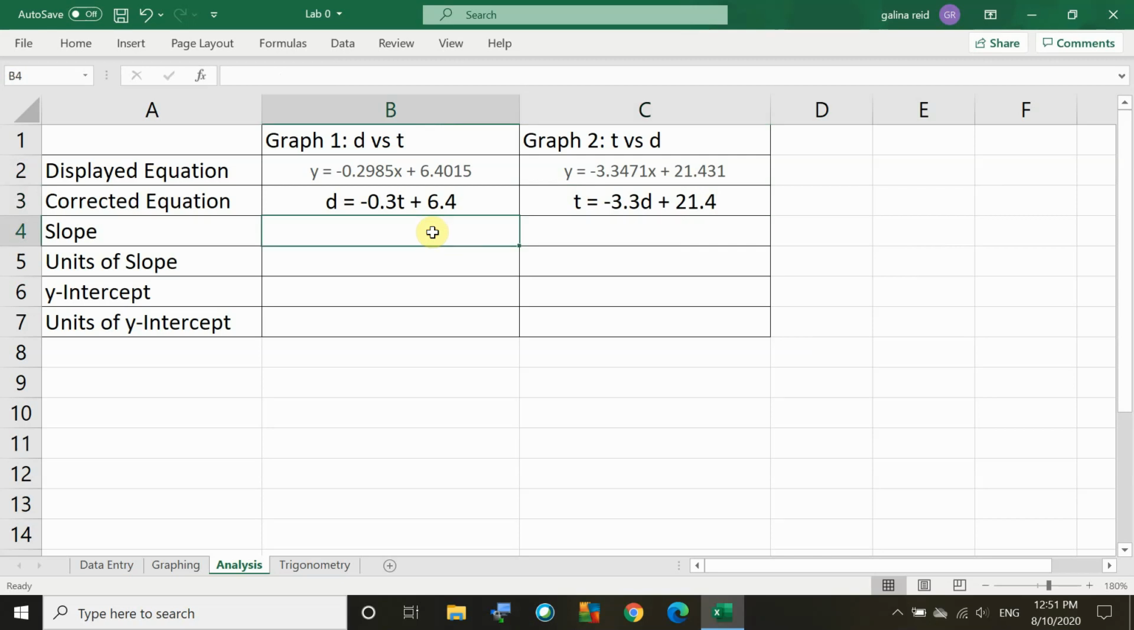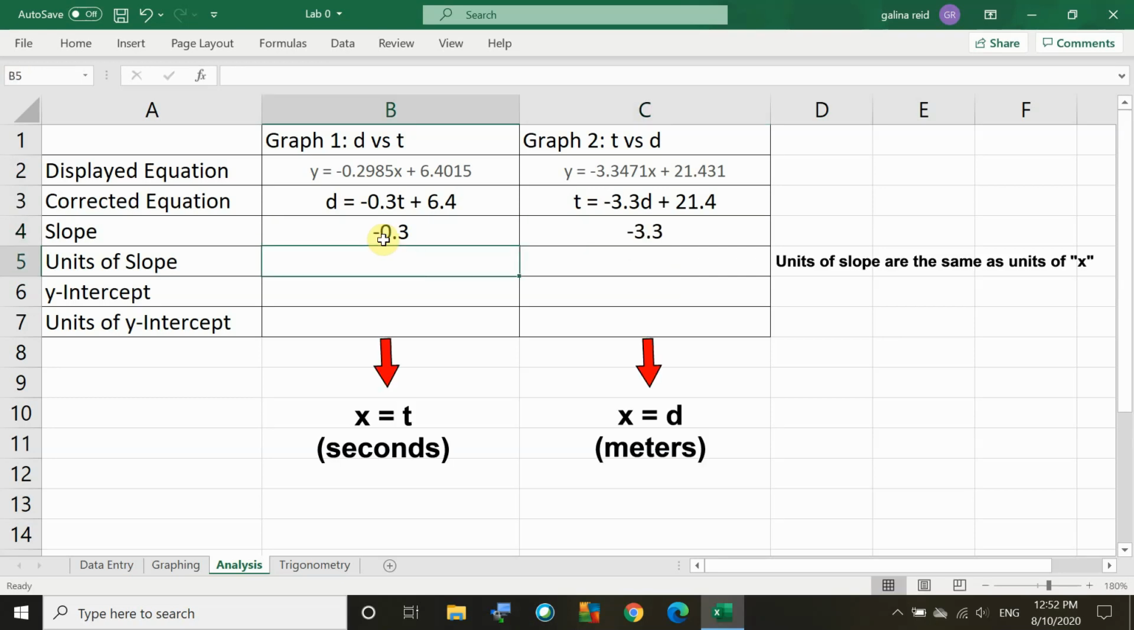Then we can move on to the next row, which is slope. Hopefully everybody's familiar with slope. When we do y equals mx plus b, slope is m. So that's going to be your coefficient in front of your t term here and in front of your d term here. So this is going to be negative 0.3 and this is going to be negative 3.3.